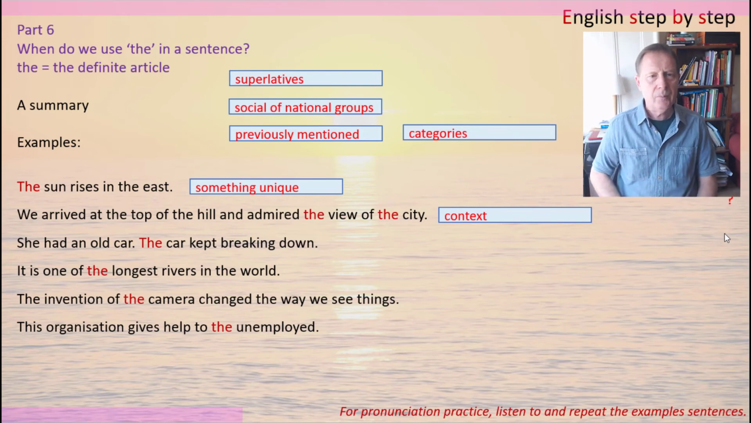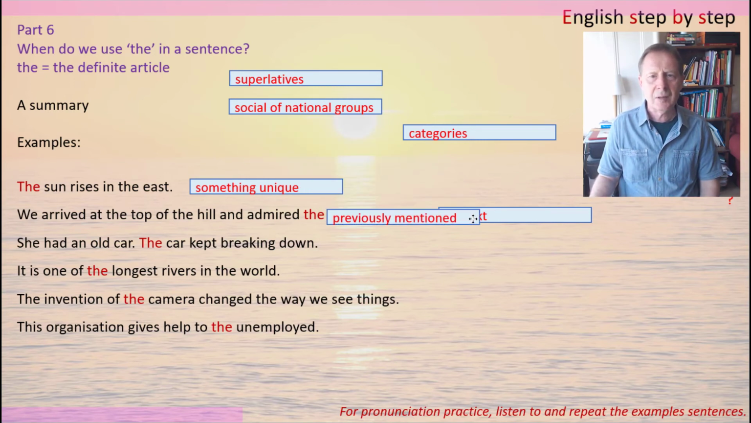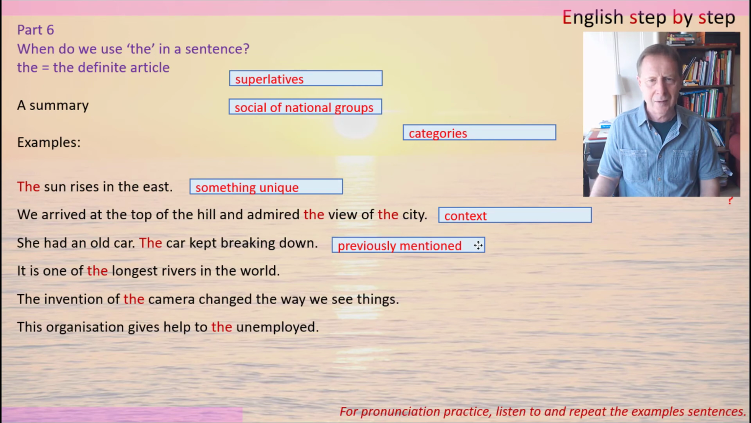Next example. She had an old car. The car kept breaking down. Well, you can see in the first sentence it's an old car, and in the second sentence we know which car the speaker is talking about. So in this case it's previously mentioned. It's mentioned in the first sentence.